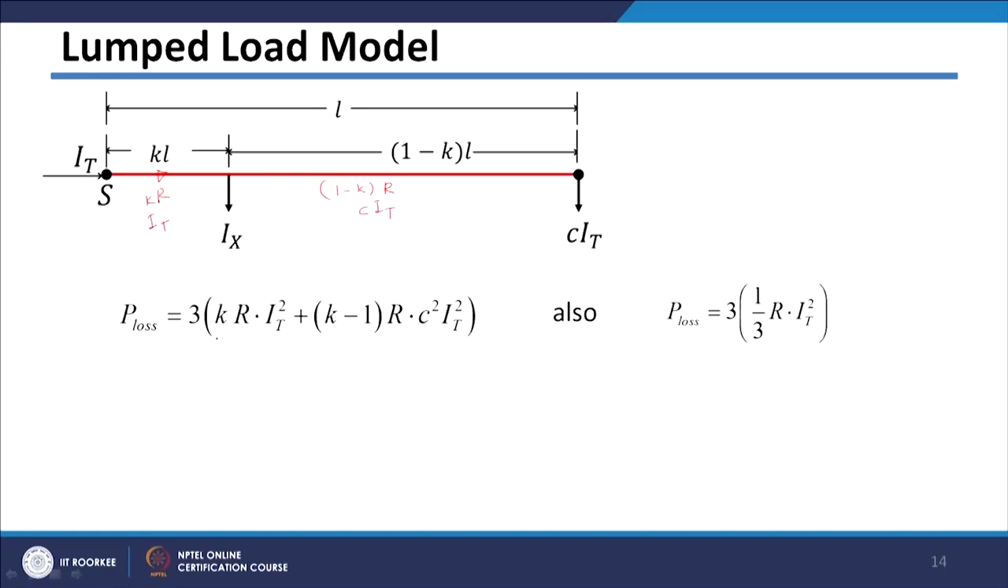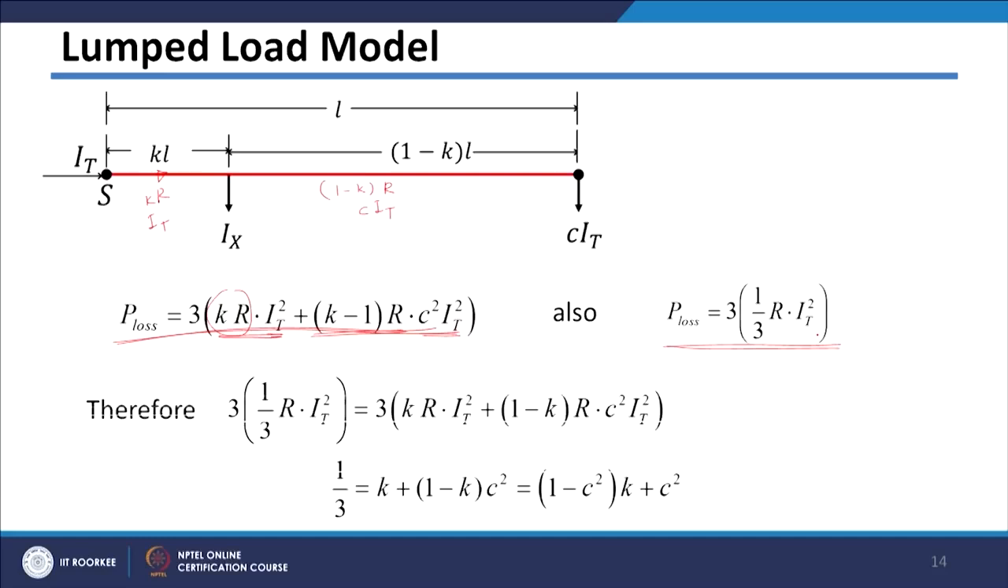the power loss equation. So, power loss in this case will be the power loss which is happening in the first section, where resistance is K multiplied by R and current is IT, and resistance in the second section is 1 minus K into R, and current in the second section is C IT. So, that is why C square IT square. So, this will be actually the power loss by lumping the load at two locations, and the true value of power loss which you have got is given by this expression. And as I told you, both these power losses should be equal.